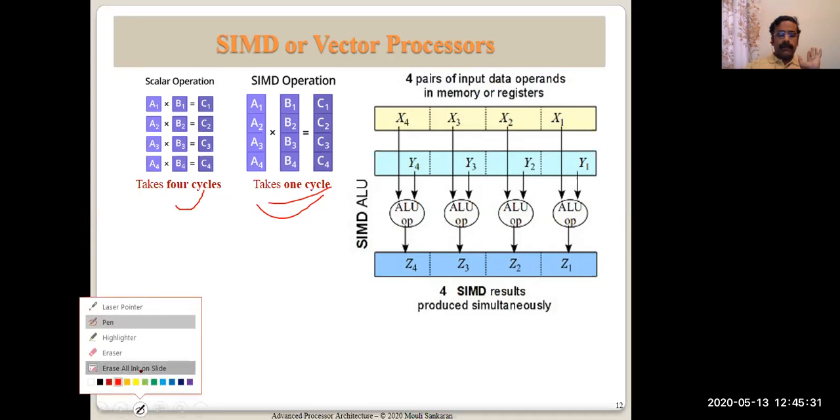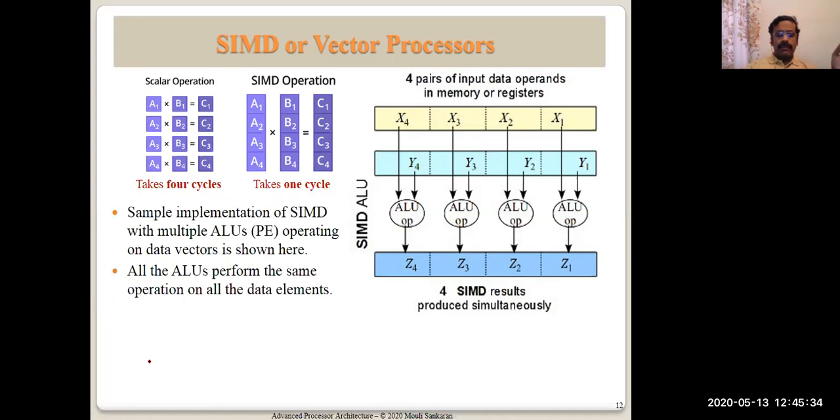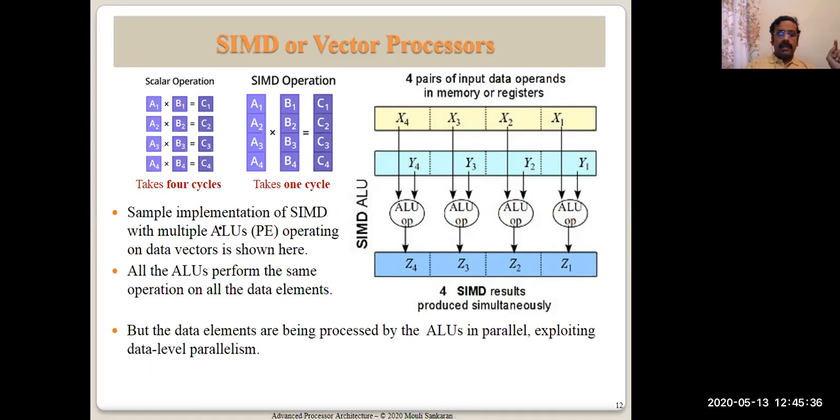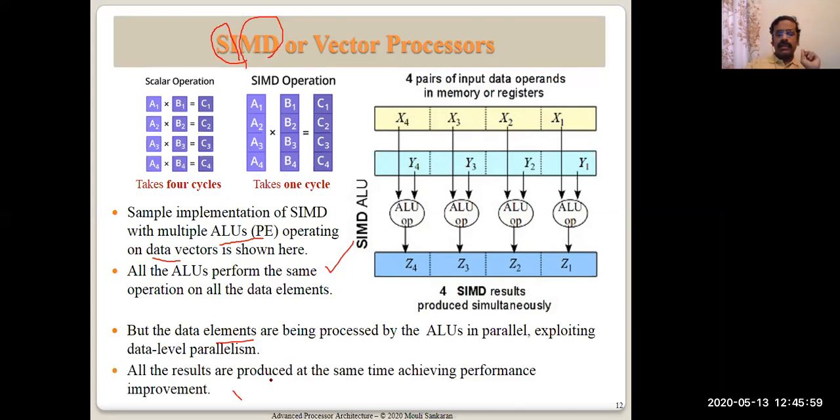Okay, very good. I am explaining the same thing here. A simple implementation of SIMD is given with 4 ALUs, the processing elements. They all operate on data vectors. All ALUs perform the same operation, that's why it is called single instruction. But the data elements are different, that's why it's called multiple data. All results are produced at the same time. So you get 4 times the performance, because this was taking 4 cycles to perform the same operation, which is done in 1 cycle.